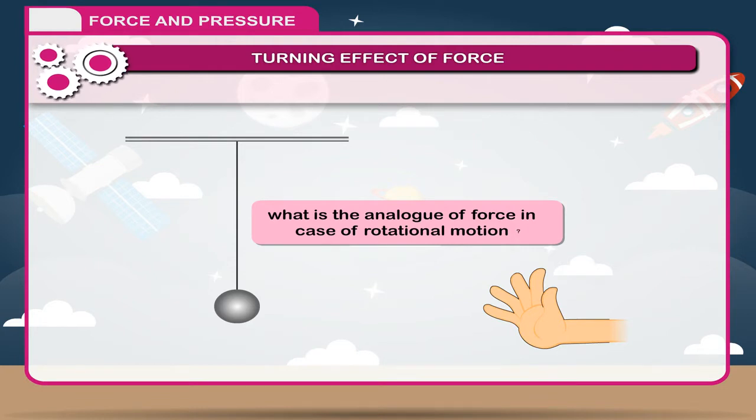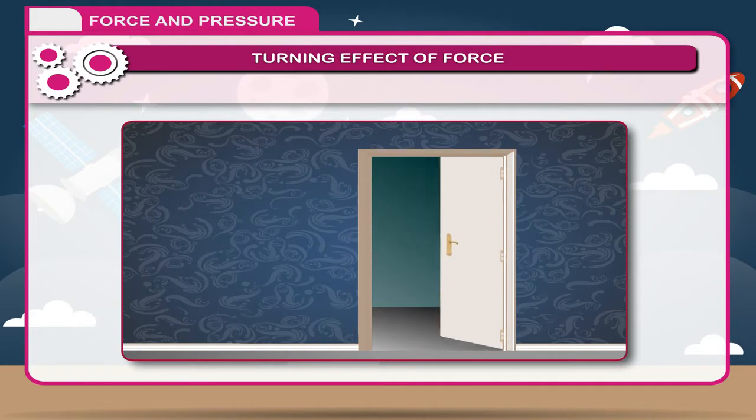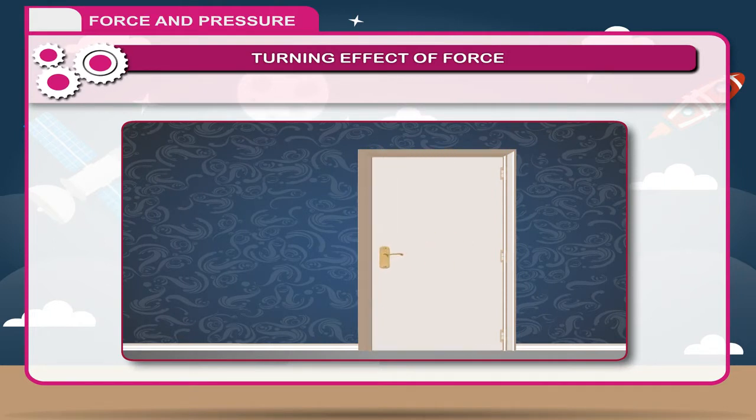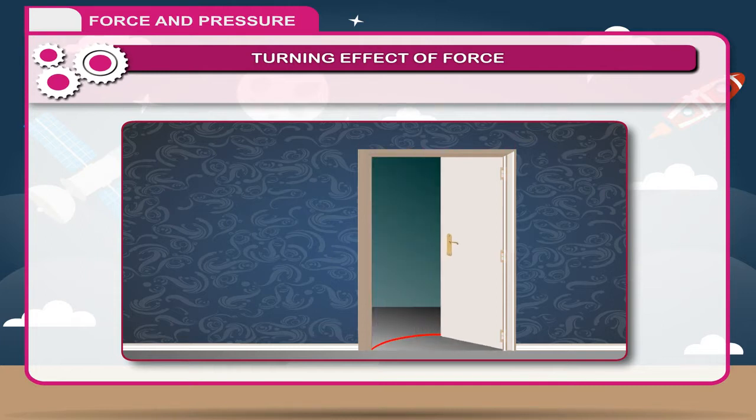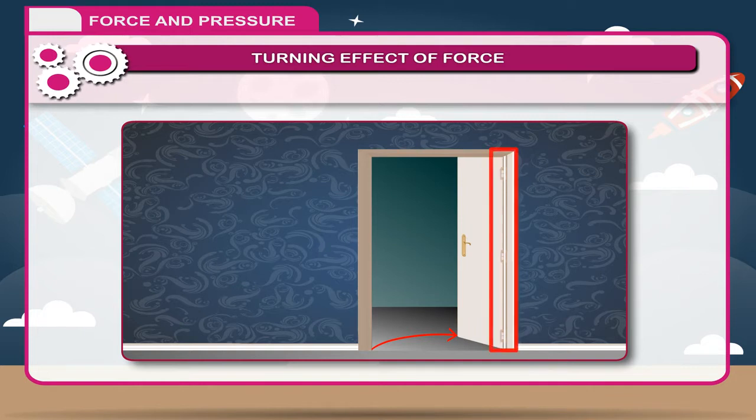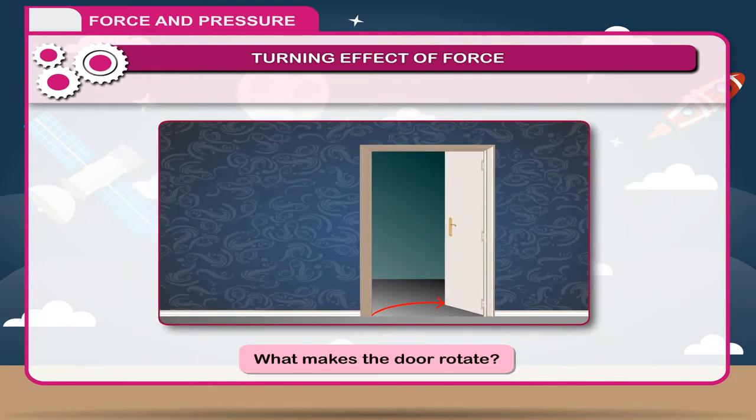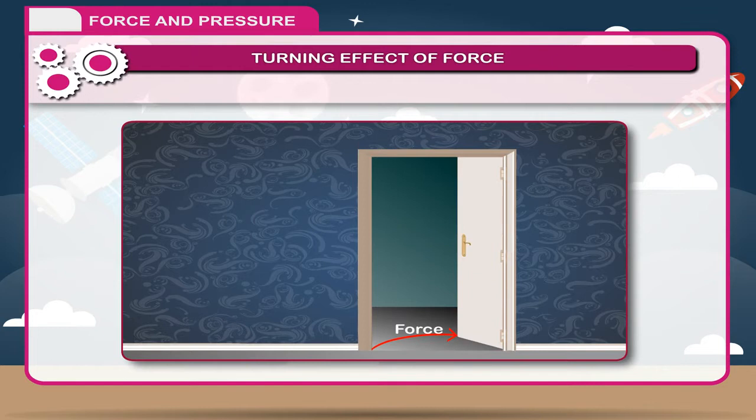To look into the question, let us take the example of opening or closing of a door. A door is a rigid body which can rotate about a fixed vertical axis passing through the hinges. What makes the door rotate? A force applied to the hinge line cannot do the job, but a force of given magnitude applied at right angles to the door at its outer edges is most effective in producing rotation.